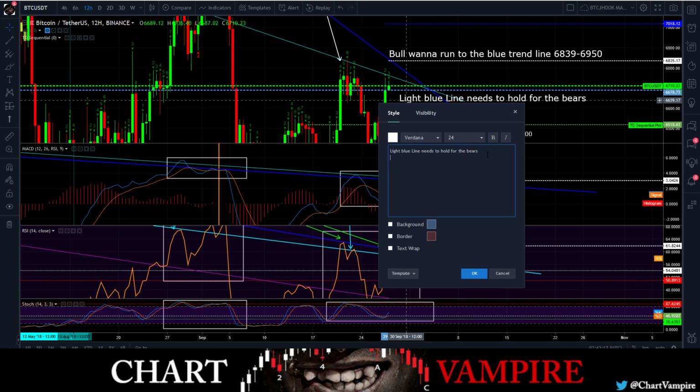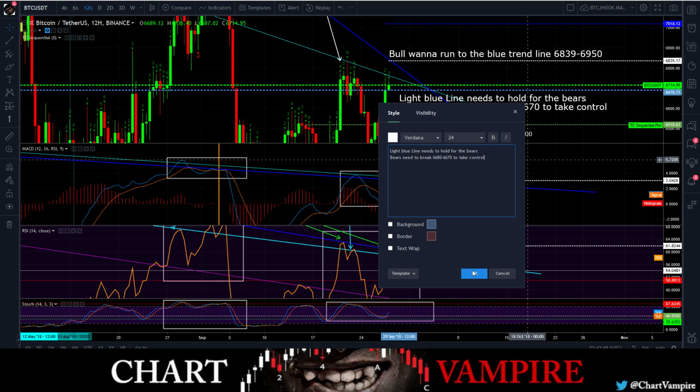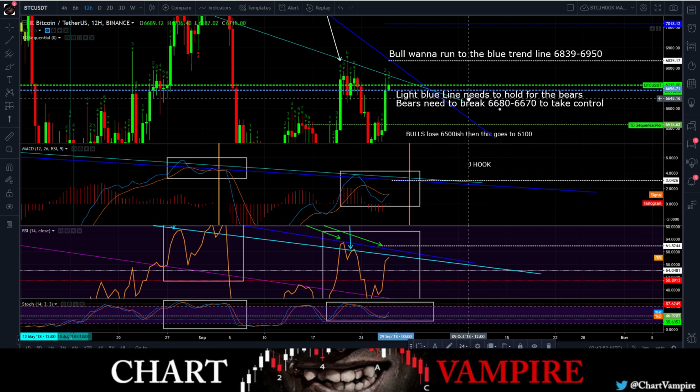Bears need to break 66.80, I would say, to 66, might be a little loose, 6,700, and take control. All right, so there's your topside target.